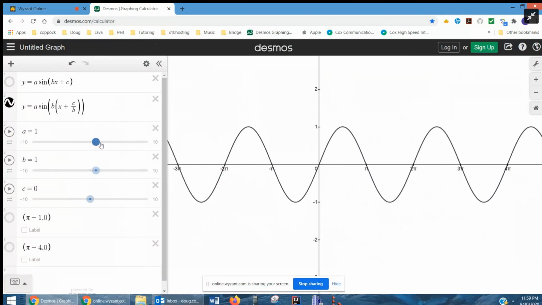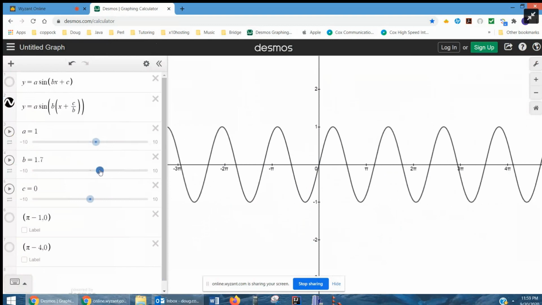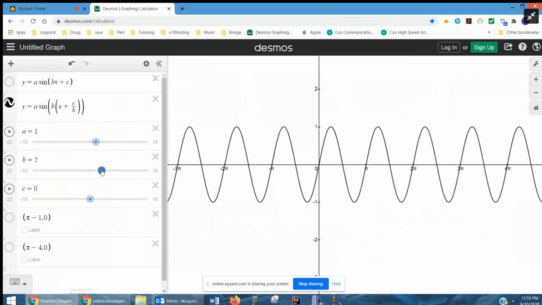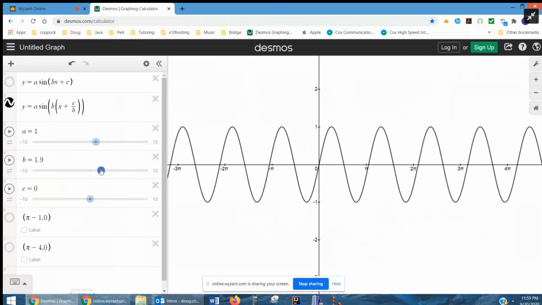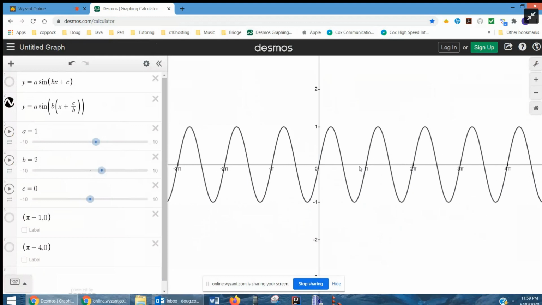And let's change B. And B is a phase shift. I'm sorry, a change in the period. If I increase B to 2, the new period will be 2 pi over 2, or pi. So watch what happens. I change B to 2. Notice that now this sine function repeats within just pi radians. So whatever B is, take 2 pi and divide by B, and you'll have the new period.